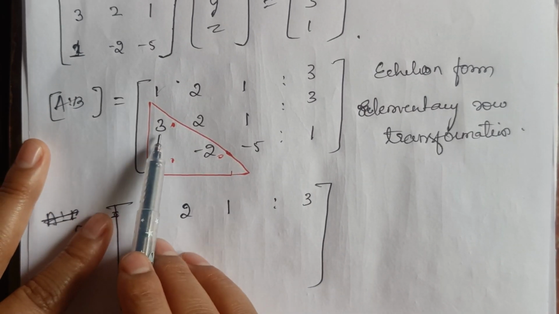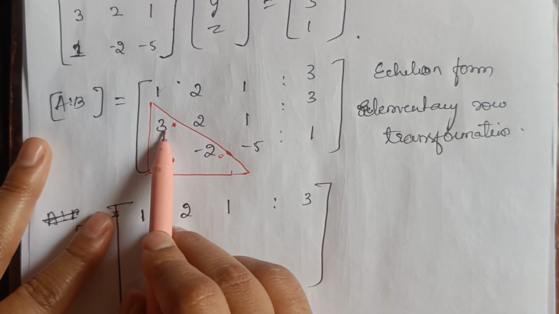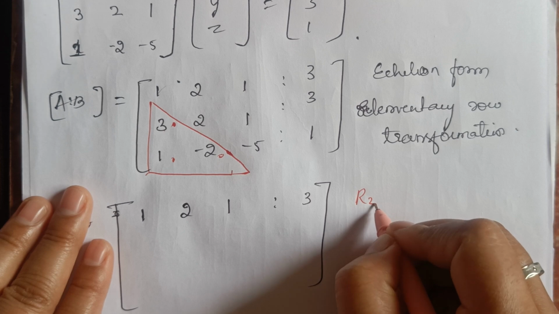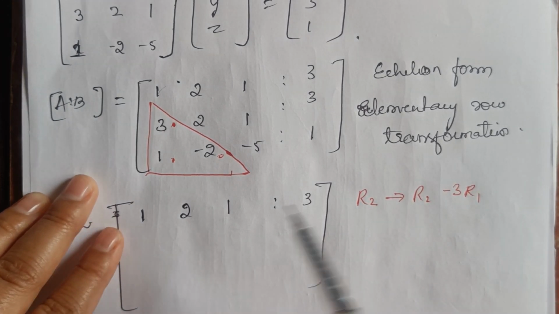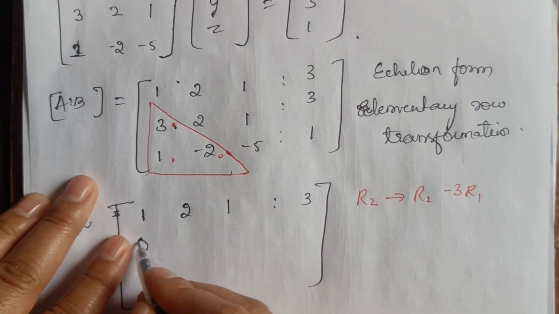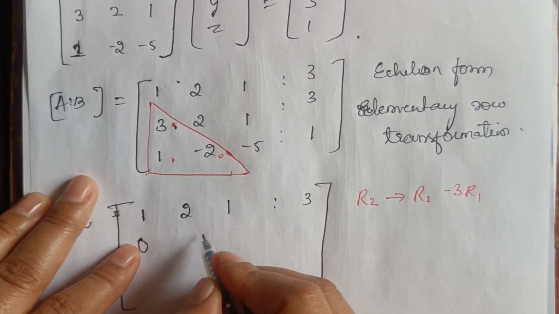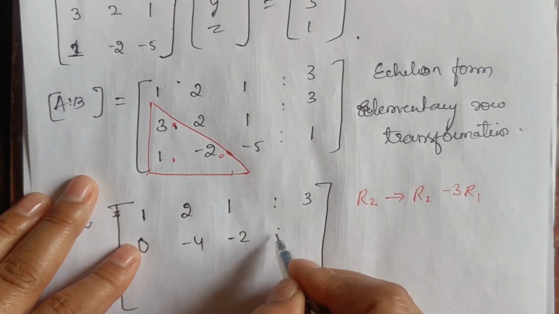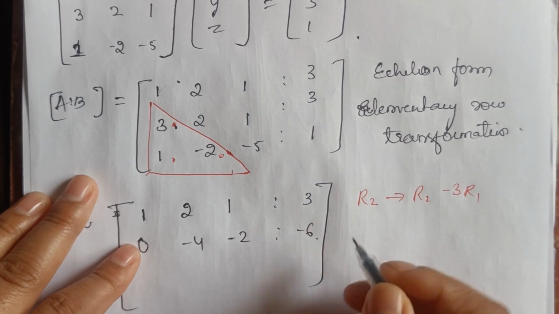Now I'm performing an elementary row operation on row 2 so that this becomes 0. What I'll perform is row 2 changing to row 2 minus 3 times row 1. So 3 minus 3 is 0, 2 minus 6 is minus 4, 1 minus 3 is minus 2, 3 minus 9 is minus 6.